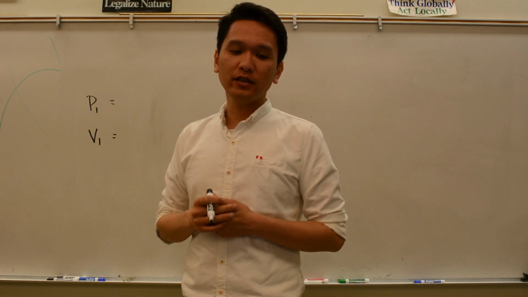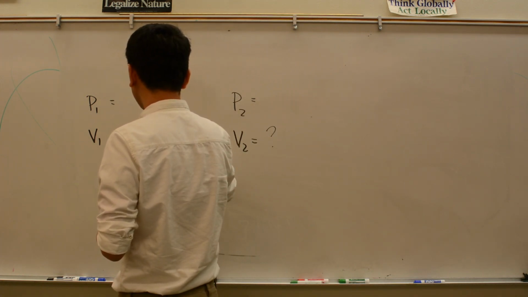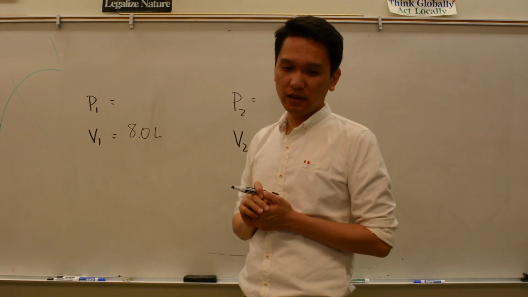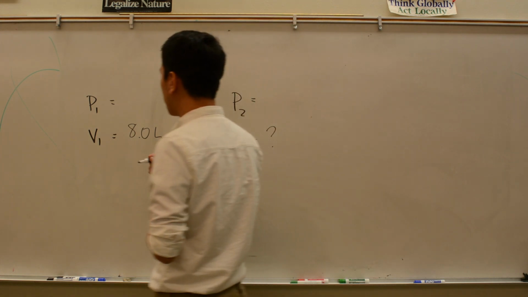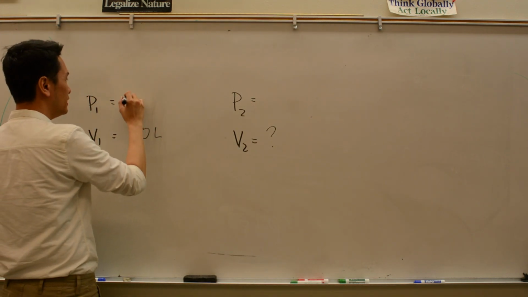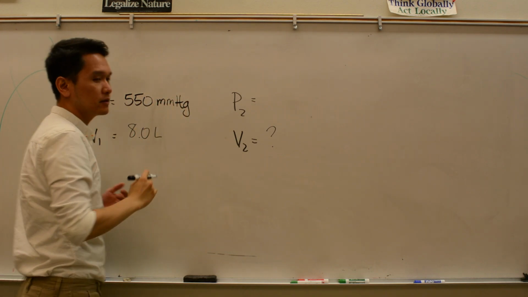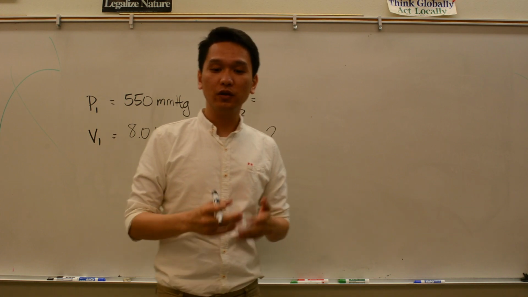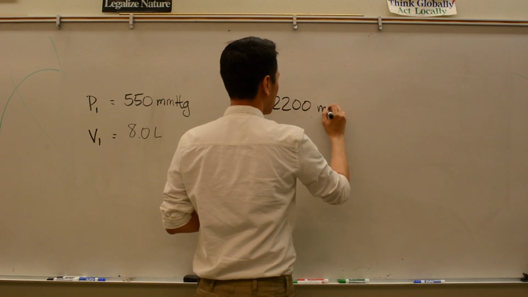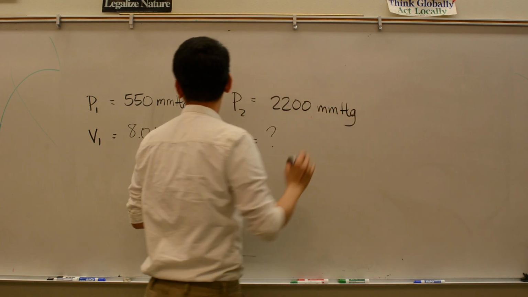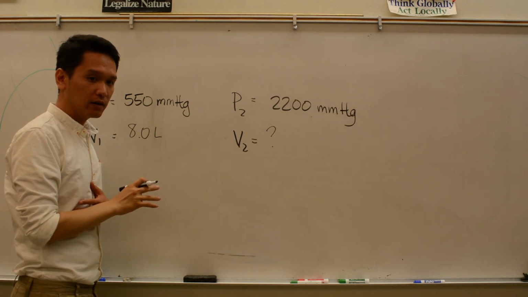Of an 8.0 liter sample, right? So originally it was 8.0 liters, so that's V1. And the gas was initially at 550 millimeters of mercury. That's its pressure initially. And by the end, it has changed to 2,200 millimeters of mercury. So with this information, we just plug it into our equation.